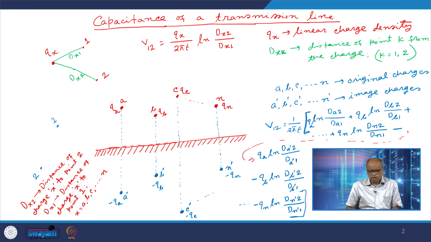With this notation, we are now going to consider what happens to the potential between point A and A dash. For that we are going to denote some notation. We would say that this distance, from A to A dash, that is from this charge to its counterpart image charge, is given by say HA.